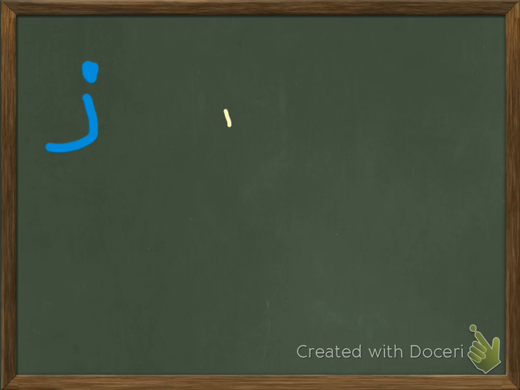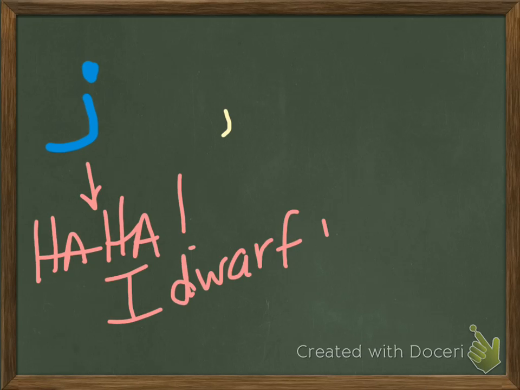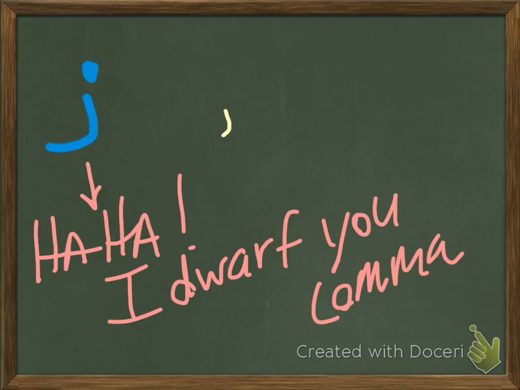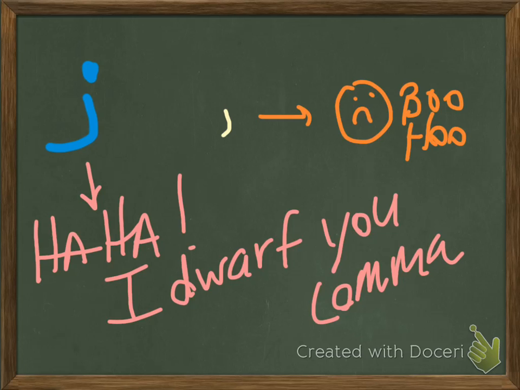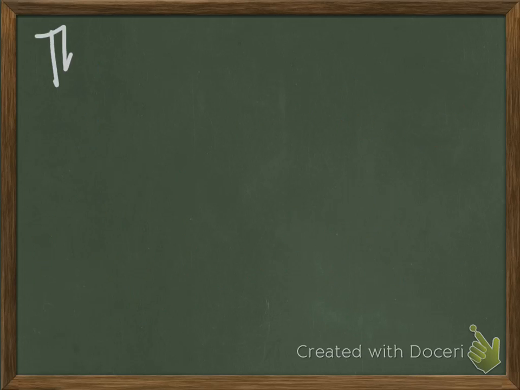So here's our semicolon. There's our little tiny comma. I always think of the semicolon like laughing, like, ha ha, I dwarf you, comma. And the little comma is like, boo-hoo, I always have to come second. But that's just how it is in the life of a comma.